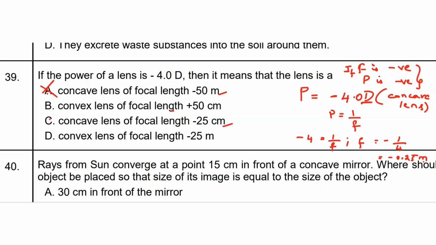Let's see the C option. It is given as 25 centimeter. So let us change 0.25 meter into centimeter. It will be 25 into 10 power minus 2 meter. What is 10 power minus 2 meter? It is nothing but a centimeter. So it is 25 centimeter. Since the focal length is negative, f is negative 25 centimeter. So the answer for this question is C, concave lens of focal length negative 25 centimeter.